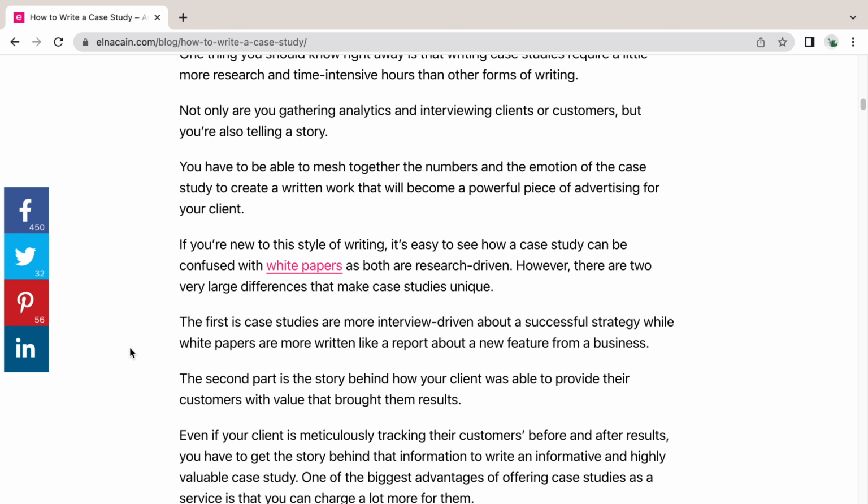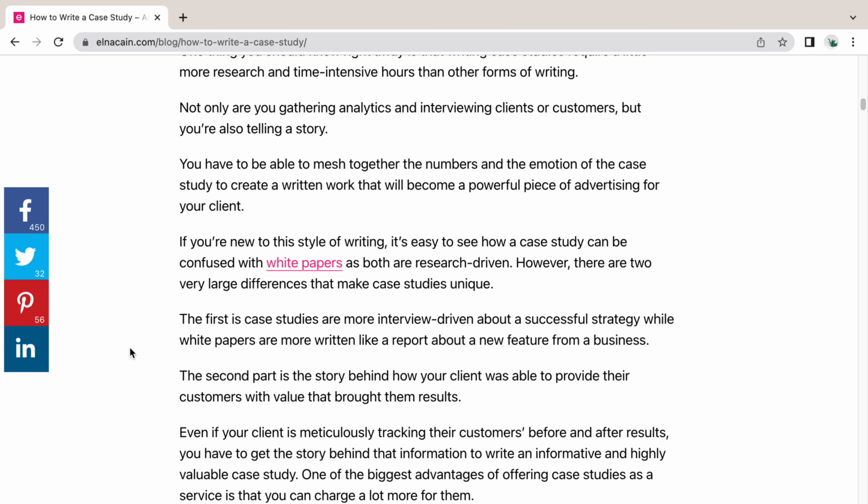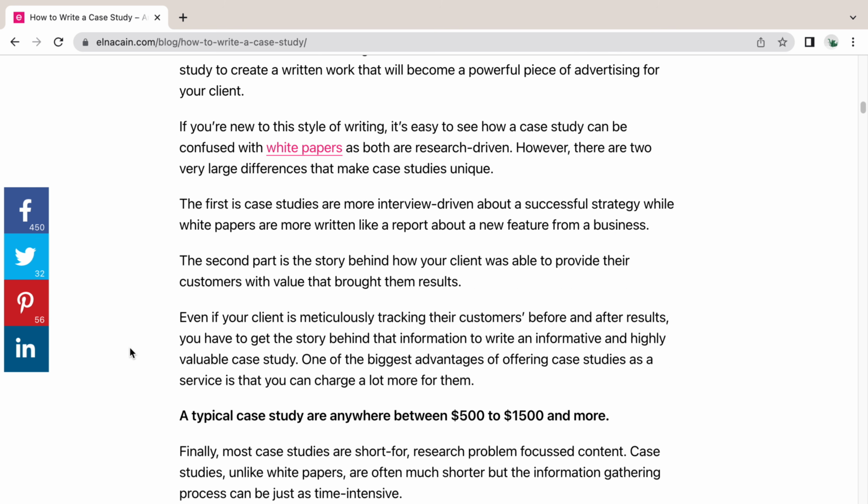Now, if you're new to this style of writing, it's easy to see how a case study can be confused with white papers. They're both research driven. However, there are two very large differences that make case studies unique. The first is case studies are more interview driven about a successful strategy, like I was mentioning, while white papers are more written like a report about a new feature from a business.